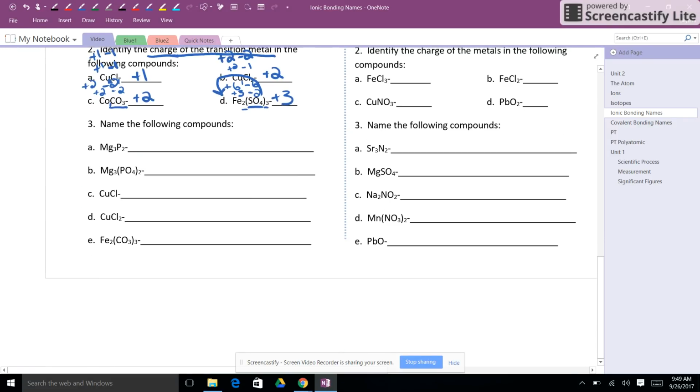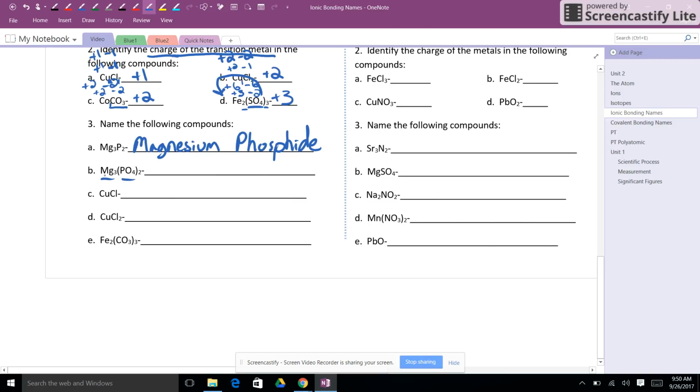Okay, let's finish this practice off by naming the following compounds. Mg3P2. This is a main group metal with a main group nonmetal, so we're just going to name it with the name of the metal, magnesium, and the name of the nonmetal but ending in the suffix "ide", phosphide.